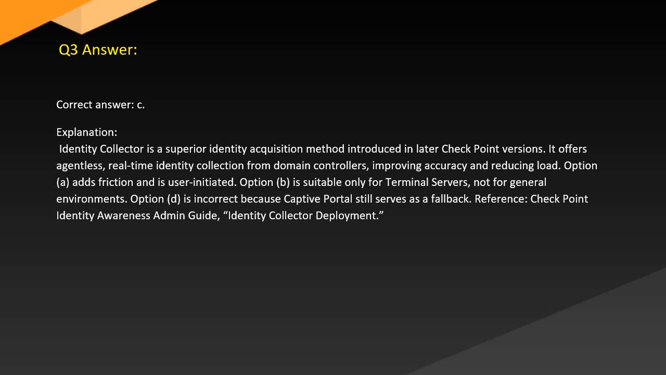Answer. Correct answer: C. Explanation. Identity Collector is a superior identity acquisition method introduced in later Check Point versions. It offers agentless, real-time identity collection from domain controllers, improving accuracy and reducing load. Option A adds friction and is user-initiated. Option B is suitable only for terminal servers, not for general environments. Option D is incorrect because Captive Portal still serves as a fallback. Reference: Check Point Identity Awareness Admin Guide, Identity Collector Deployment.